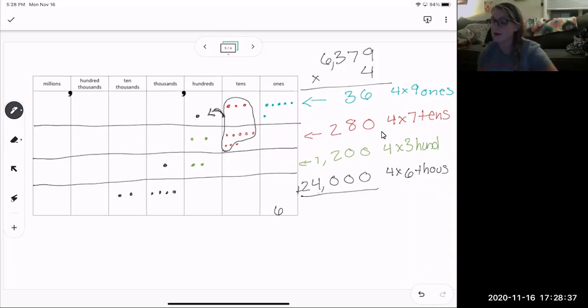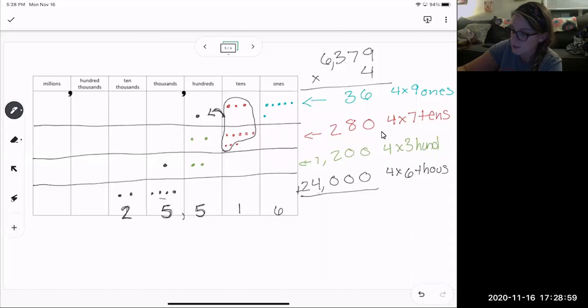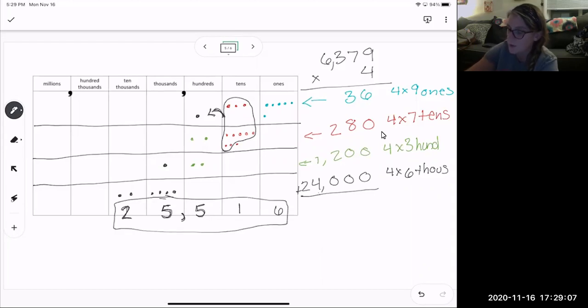That gives me one more 100. Okay, and then I have 1 ten left. Okay, so in my hundreds place, I have 5 hundreds. In my thousands place, I have 5 thousands. And then in my 10,000s place, I have 2 10,000s. Okay, so here in my place value chart, it looks like my answer should be 25,516.